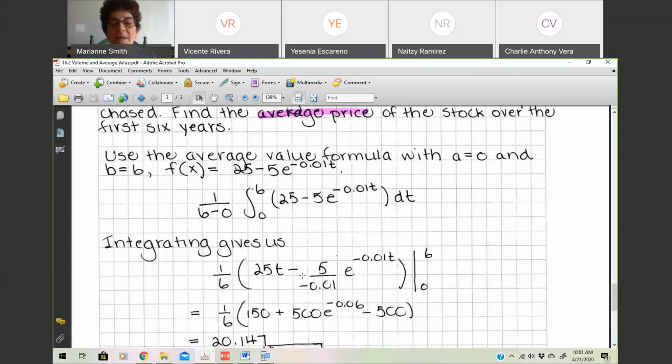So now you've got 5 over negative 0.01 as the coefficient on this exponential. And we're going to evaluate that from 0 to 6. Everyone okay with the integrating? Again, it's been a while since you've integrated exponentials, I know, but you do have an integration sheet. If you can't find it, it should be in videos and notes, probably in the chapter 15 or chapter 16 materials. If you still can't find it, please email me and I'll send it to you.